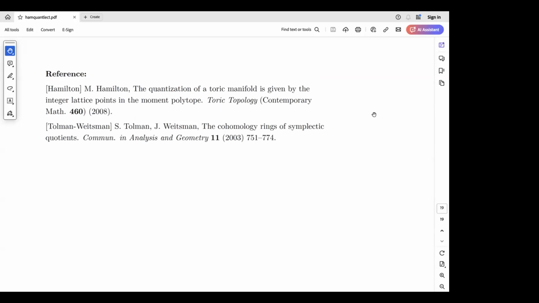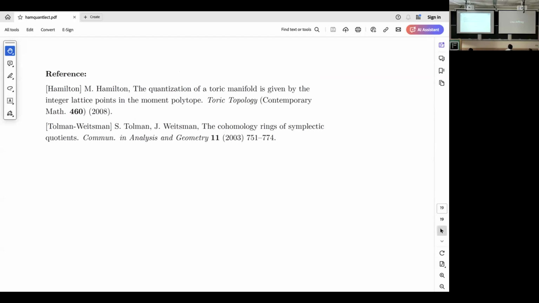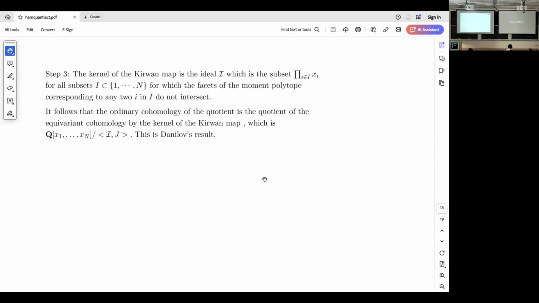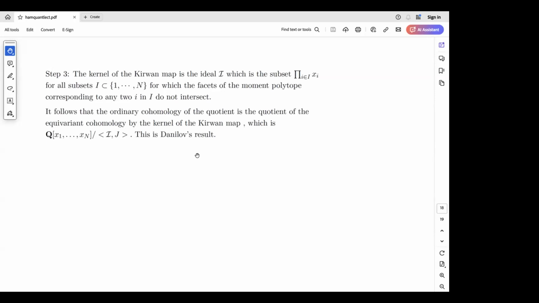I had a question. Let me go back. The equivariant cohomology of the inverse image of the moment map at a regular value is isomorphic, provided that the group acts, the condition that you have a regular value of the moment map is equivalent to the condition that the stabilizer of the group action at any point on that level set is finite.